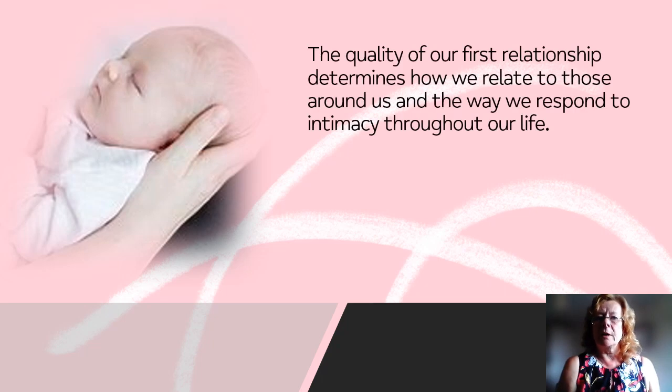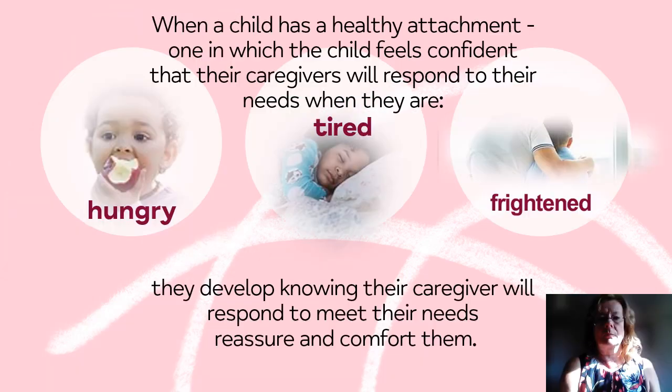The quality of our first relationship determines how we relate to those around us and the way we respond to intimacy throughout our lives. When a child has a healthy attachment, which is one where the child feels confident that their caregivers will respond to their needs when they are, say, hungry, tired, frightened, they develop knowing that their caregiver will respond and meet their needs. They will reassure them and they will comfort them.